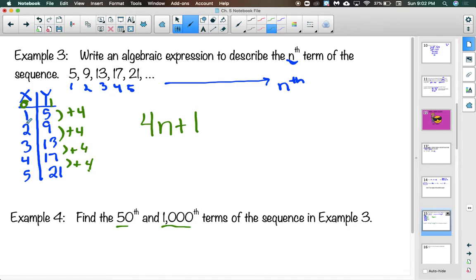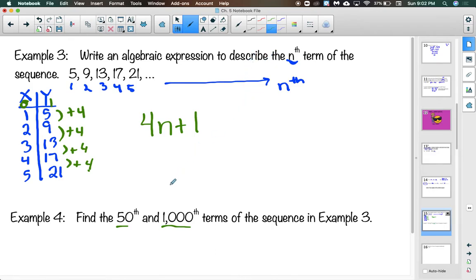Let's check it. 4 times 1 is 4, plus 1 is 5. 4 times 2 is 8, plus 1 is 9. 4 times 3 is 12, plus 1 is 13. 4 times 4 is 16, plus 1 is 17. 4 times 5 is 20, plus 1 is 21. So any term in that sequence can be described by this expression, 4n plus 1. We could also use x if we wanted to use that variable, but because of the way this question was written, we're going to use n.